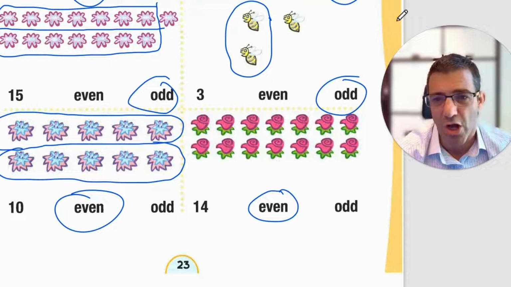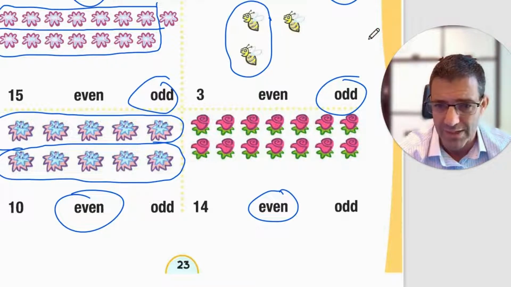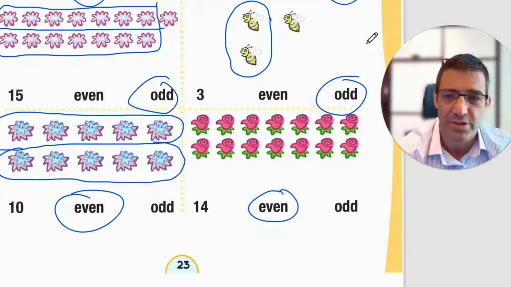So this was odds and evens. I hope that next time you see this at school, you're not super confused because it's not that bad. Remember, if you can halve it, it's even. If you can't halve it, it's odd. Okay?